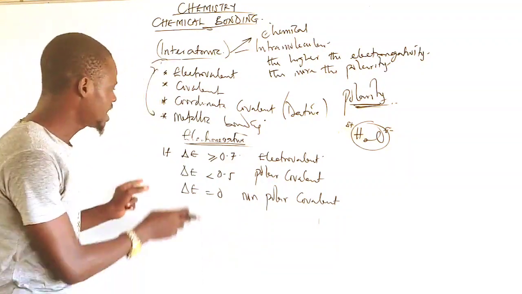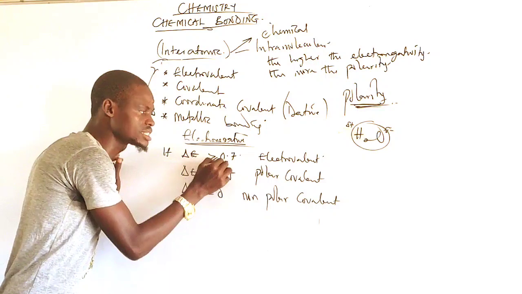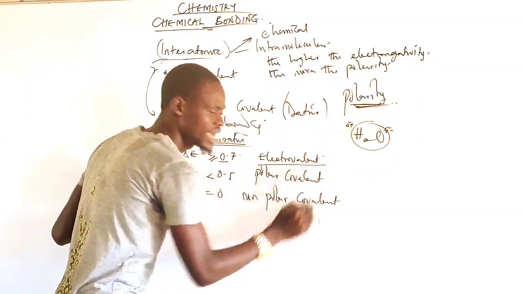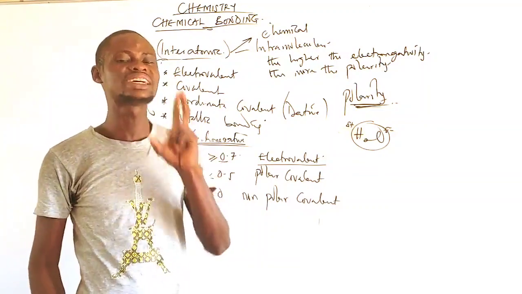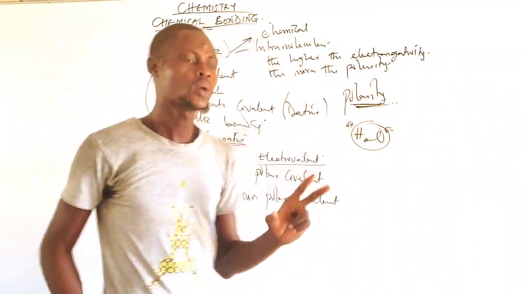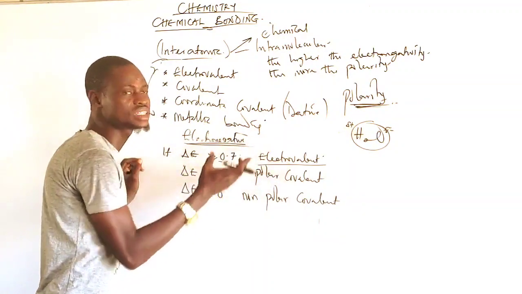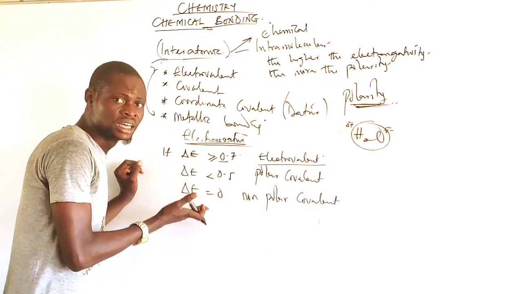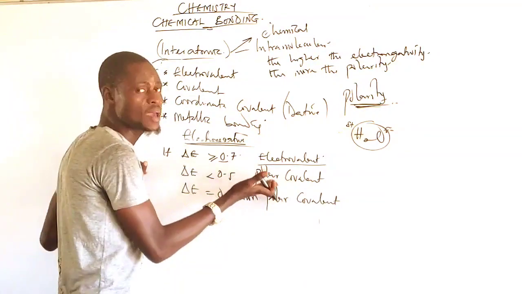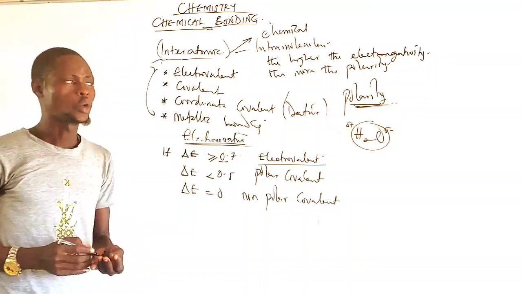So that's what we are trying to see here. When the electronegativity value is great, then the bond is electrovalent. And don't forget that the ionic bond is the bond with the greatest polarity. So when the electronegativity value is greater, the bonding tends to have a greater polarity. When the electronegativity value is less, it has a polar covalent bond, but when it is equal to 0, we have a non-polar covalent bond.